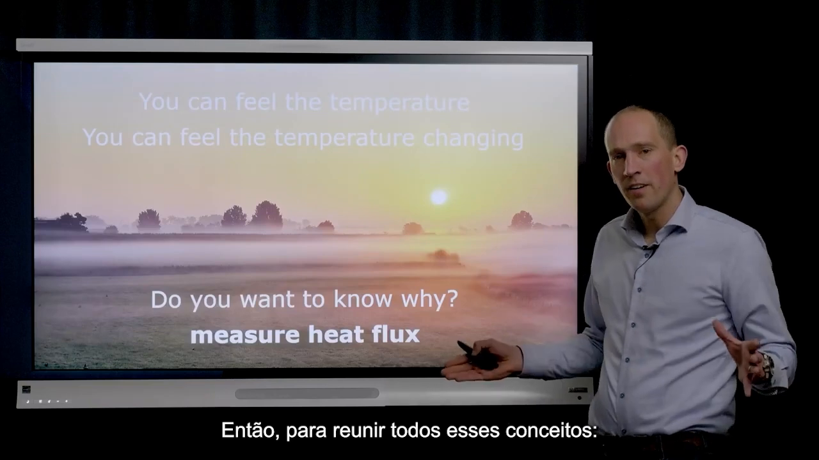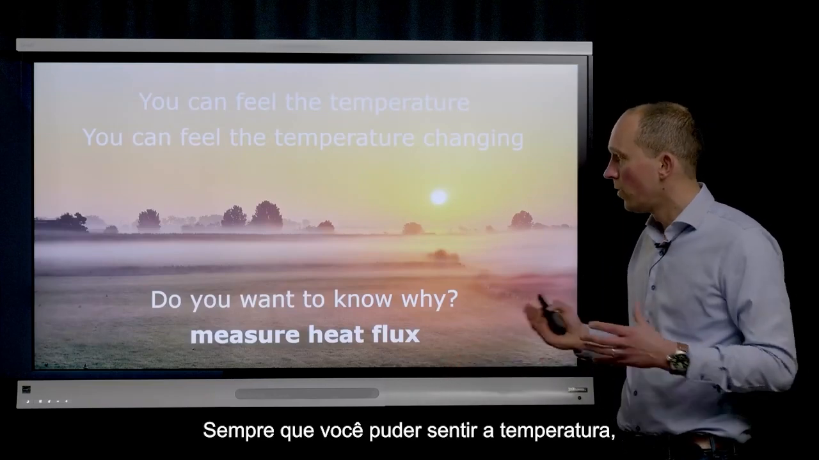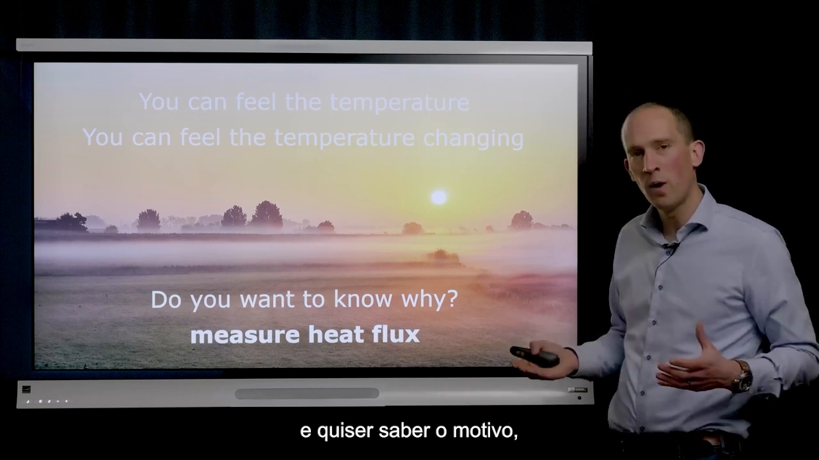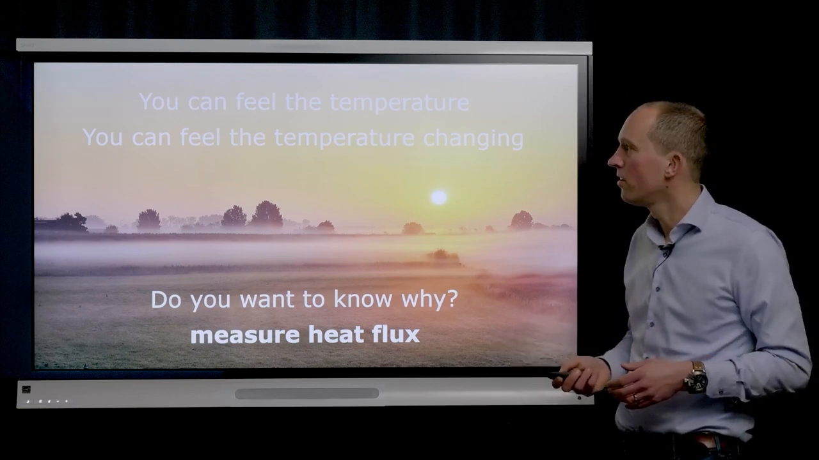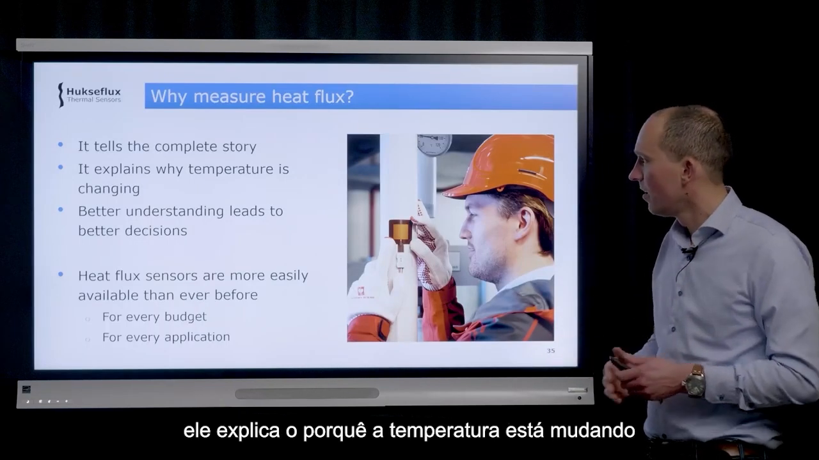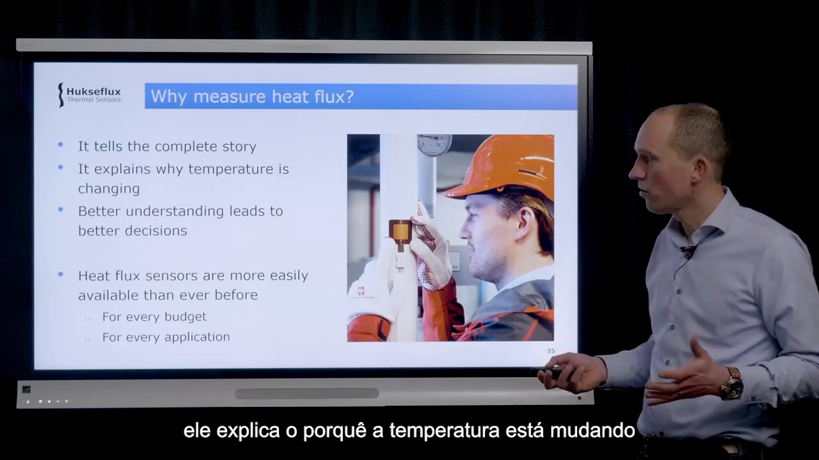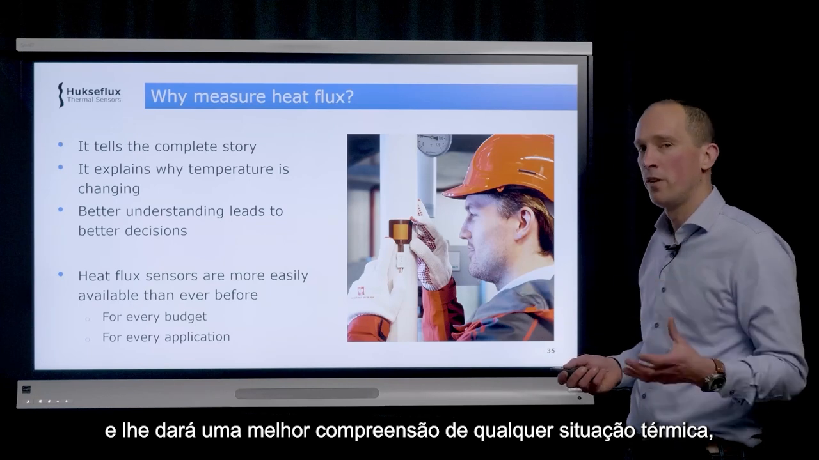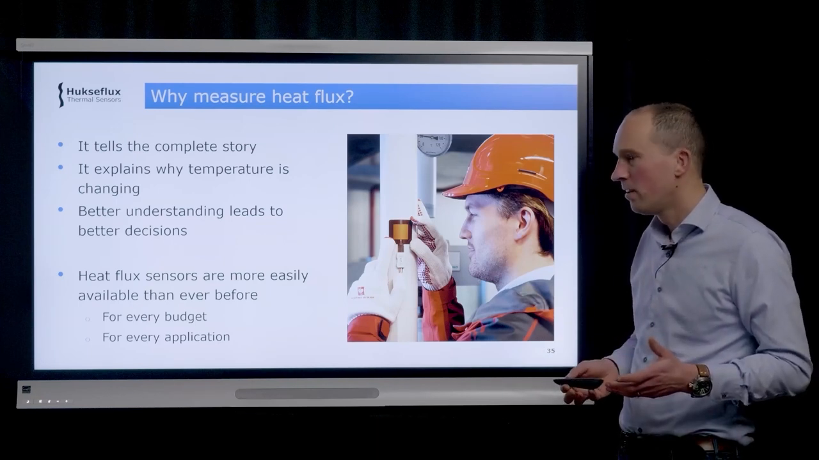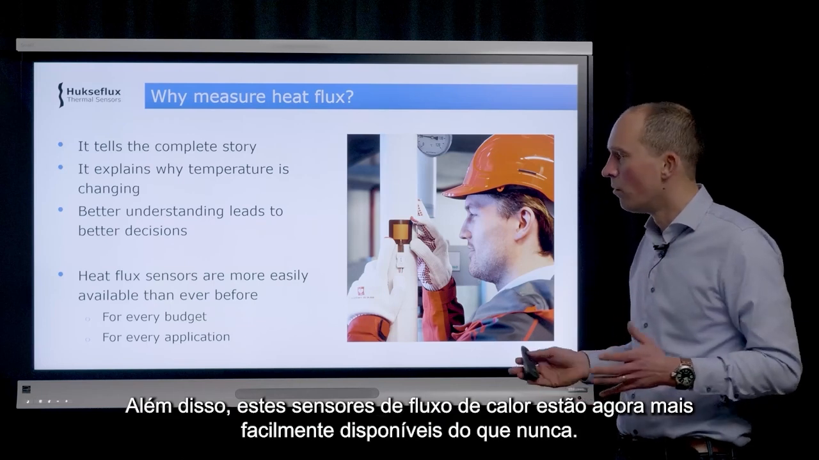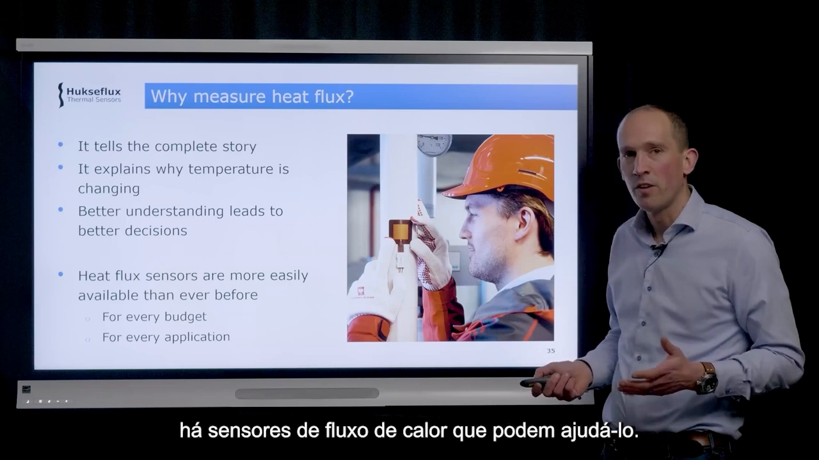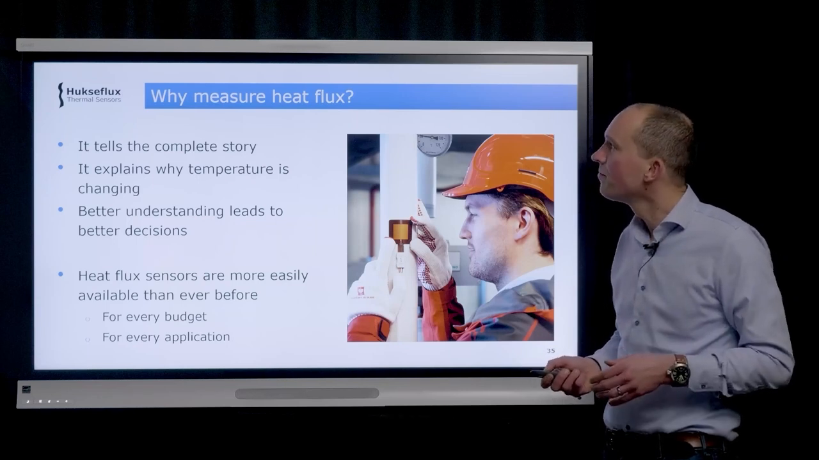So to get this all together, whenever you can feel a temperature, whenever you can feel the temperature changing, and you want to know why, measure heat flux. Heat flux tells the complete story. It will explain why a temperature is changing, and it will give you a better understanding of any thermal situation, leading to better decisions. Next to that, heat flux sensors are now more easily available than ever before. For every budget and for every application, there is a heat flux sensor out there that can help you.